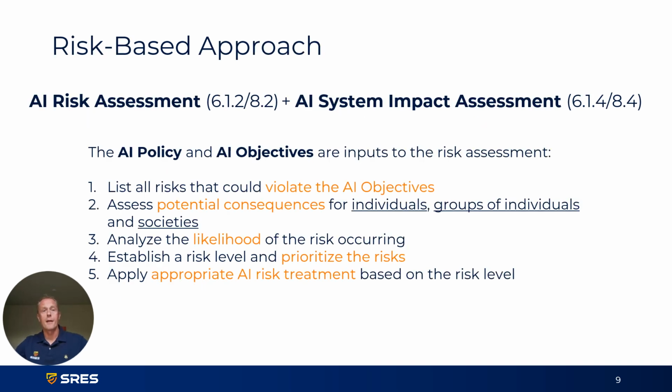Now we're going to take that AI policy, we're going to take those AI objectives, and they become the inputs to our risk assessment. And again, we're going to combine the AI risk assessment in 8.2 with the AI system impact assessment of 8.4. So our first step is to list out all the risks that could violate the AI objectives. Then we're going to assess the potential consequences for individuals, groups of individuals, and societies. Then we analyze the likelihood of these risks occurring. And then based on that, we have to prioritize these risks and establish a risk level for all of them. And based on that, we apply appropriate AI risk treatments based on that risk level.